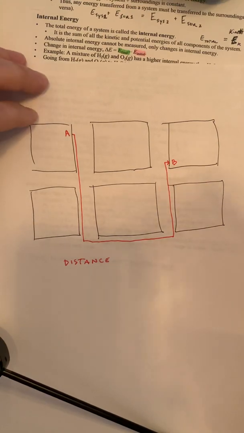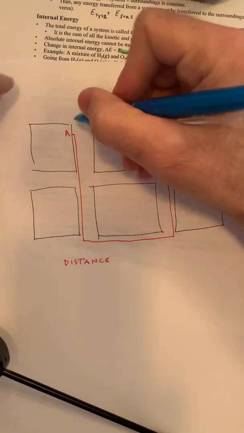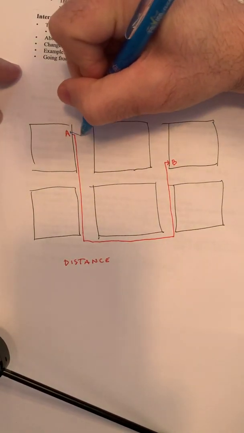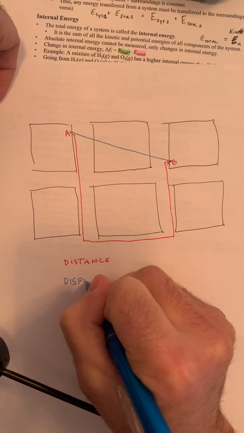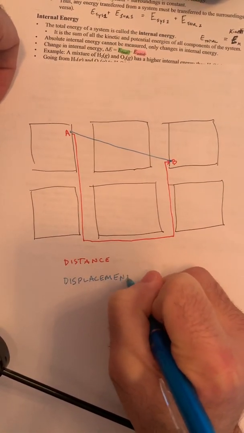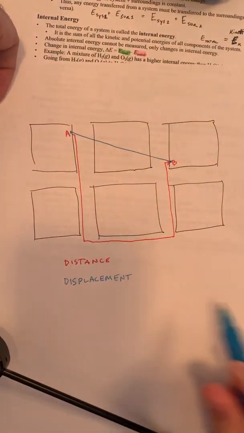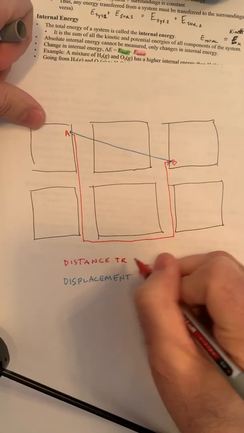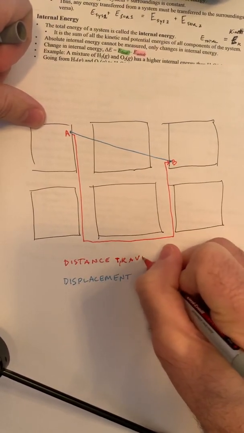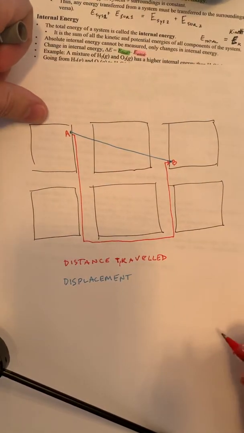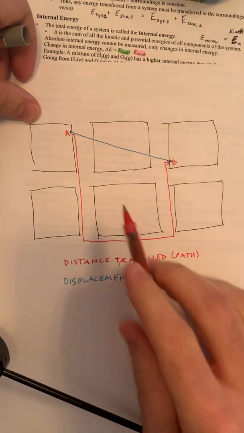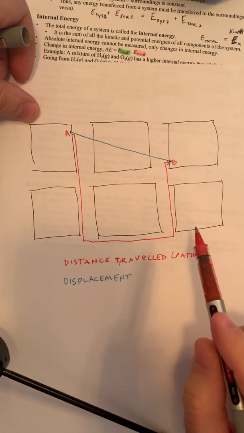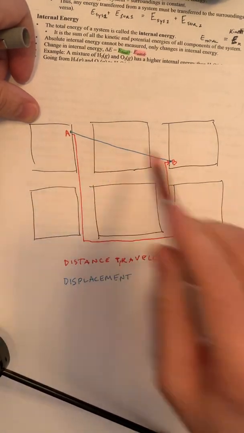Okay, now going from point A to point B, the displacement is a straight line distance. So displacement would be the length between these. The distance traveled, I should say traveled, is the path, okay. So are those going to be the same amount, like length or distance? No. Obviously this is longer than that, okay.